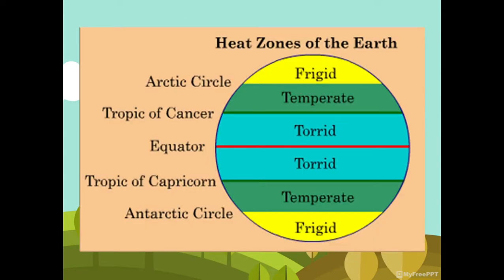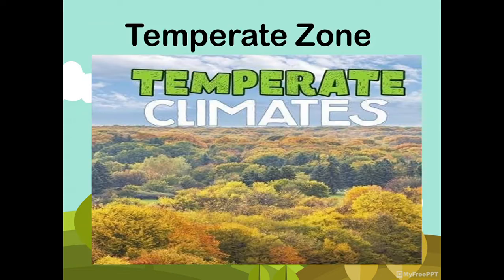Now, the temperate zone. The areas that lie between the Tropic of Cancer and the Arctic Circle in the northern hemisphere, and the Tropic of Capricorn and the Antarctic Circle in the southern hemisphere, are called the temperate zone. This region has a mild climate. What is a mild climate? Neither very hot nor very cold. So this region has a mild climate.